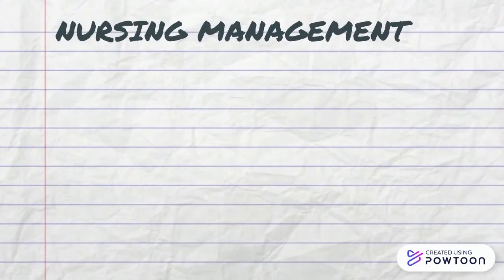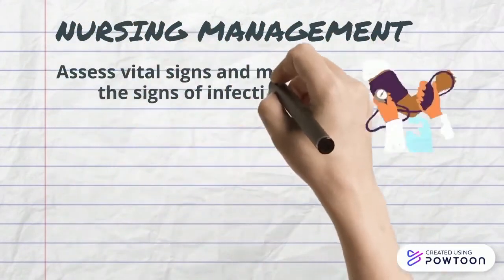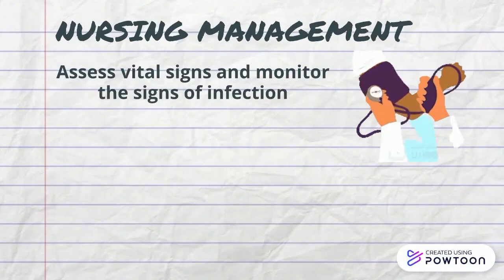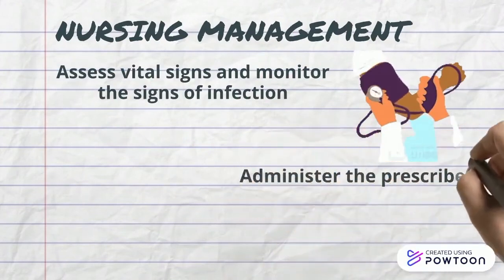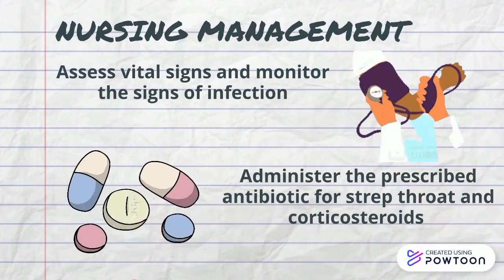Nursing management. Assess vital signs and monitor the signs of infections to establish baseline data. Administer the prescribed antibiotic for strep throat and corticosteroids as prescribed. Antibiotics are only used to treat strep throat. They do not treat a viral infection like EBV.